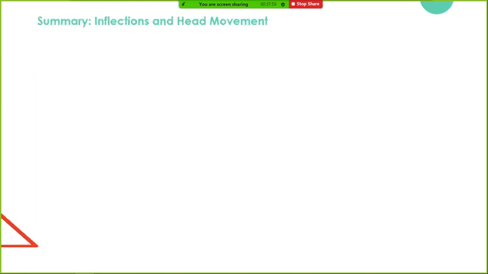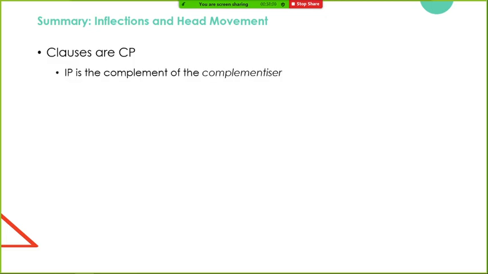Okay, let's summarize then what we've been through in this lecture. Clauses are CPs. We're going to make the claim from now on that it's not just some clauses which are CPs, but all clauses are CPs. There is this extra level on top of the IP. The IP is the complement inside the CP. The CP is headed by a complementizer.